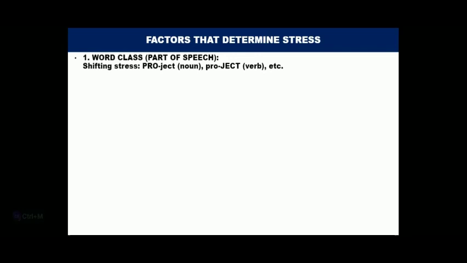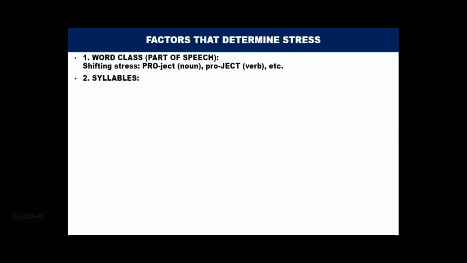Now, for example, we have just dealt with shifting stress, such as when you pronounce this word as project, to use it as a noun, the part of speech noun, or you place stress on the second syllable and you pronounce it project, to use it as a verb. So where you place stress here depends on the part of speech. If it is a noun, place stress on the first syllable. If it is a verb, place stress on the second syllable. So this actually is a rule. It's one of the rules of stress that when a two-syllable word is used as a noun and also as a verb, stress the first syllable when it is a noun and stress the second syllable when it is a verb.